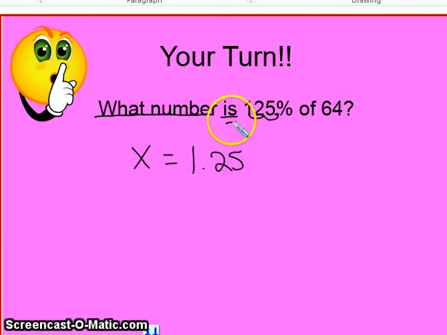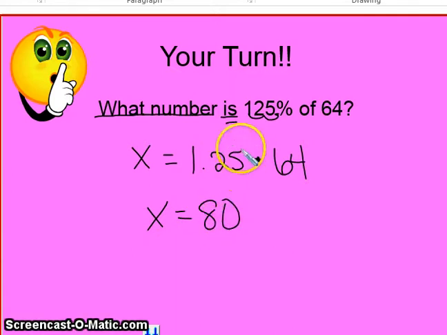It's important to remember that whenever your percentage is over 100%, you're going to have a number that's equal to or greater than 1. 125% is 1.25. Then we've got "of," which is multiplication, and finally 64. So the number we're looking for is 1.25 times 64. When we multiply those two numbers, we get that x equals 80. So 80 is 125% of 64. We know this is reasonable because since it's bigger than 100%, this number should be larger than our original 64.